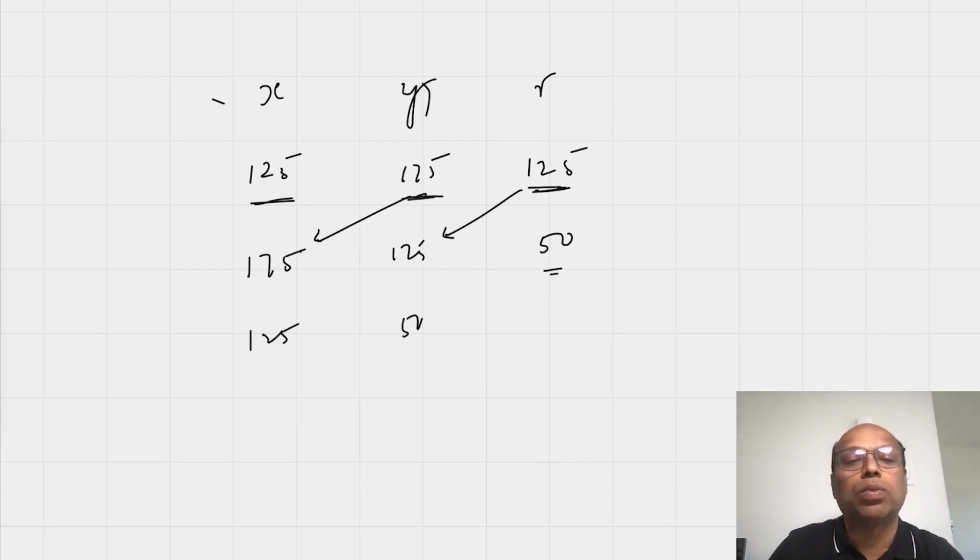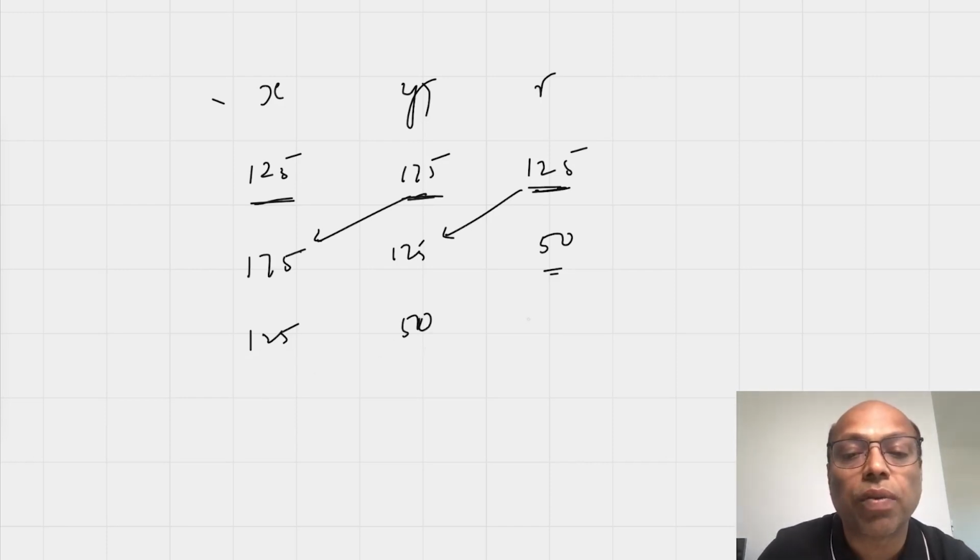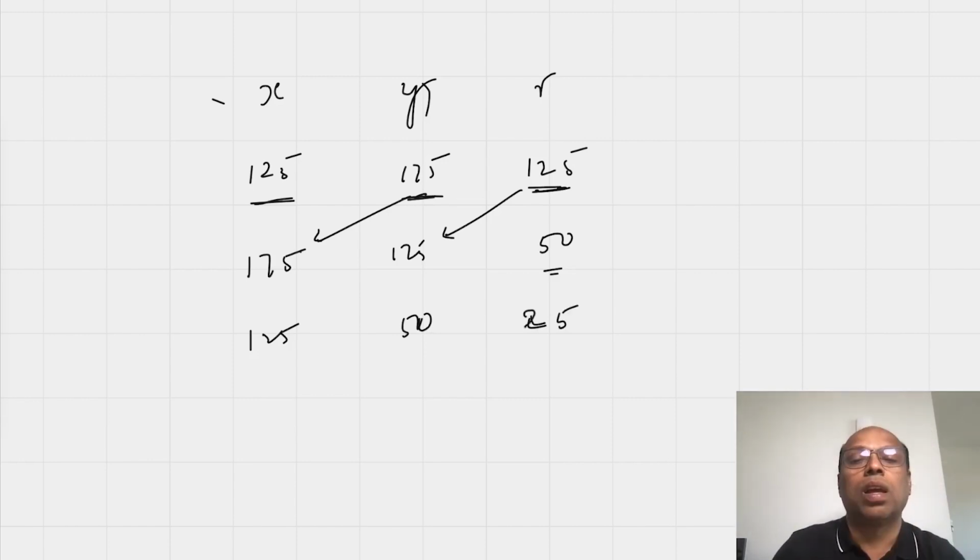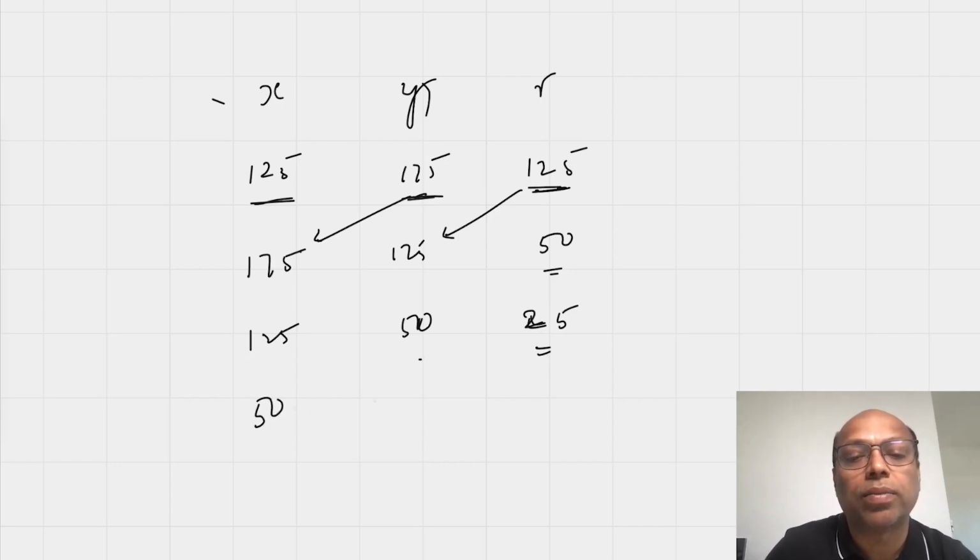So if I do like this, what happened? 125 divided by 50. The quotient is 2 and the remainder is 25. 2 50s are 100. The remainder is 25. If the remainder is not 0, what should I do? Make y as x and remainder as y. So 50 divided by 25: the quotient is 2, the remainder is 0. If the remainder is 0, y becomes the greatest common divisor.